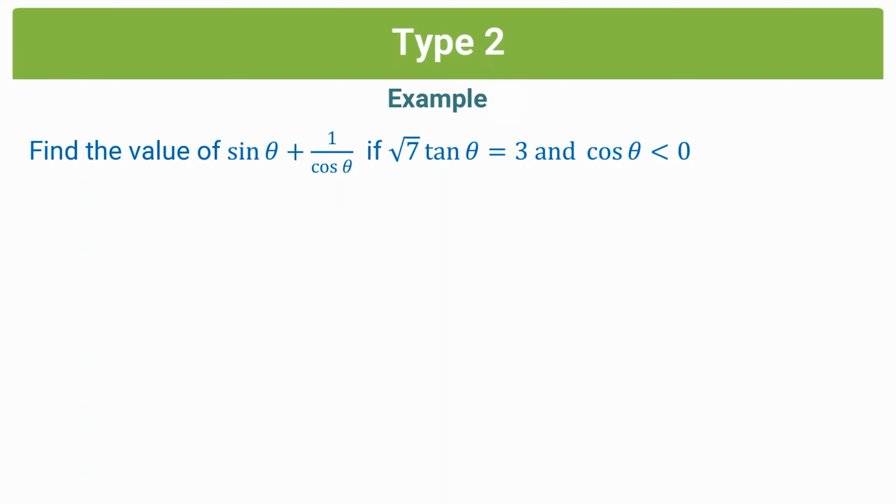So our first step is to get it in the form trig function equals number. We know that root 7 tan theta equals 3. We can divide by root 7 to isolate tan theta, and that becomes 3 over root 7.